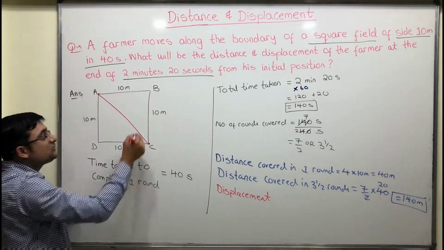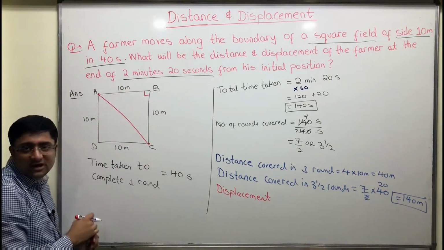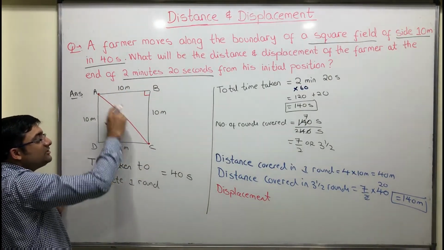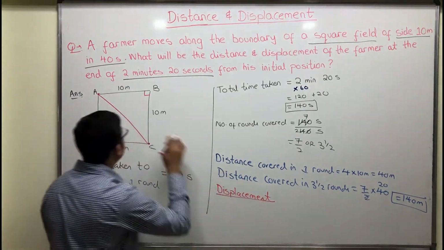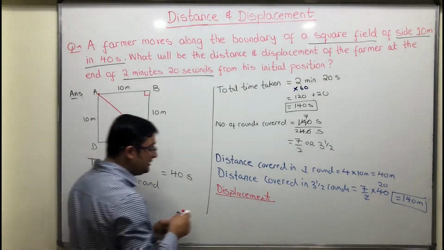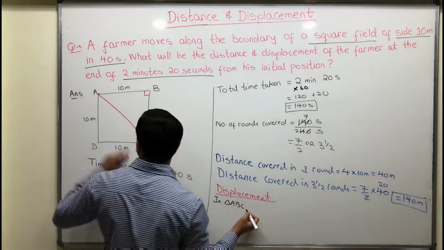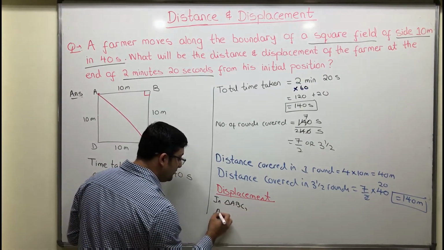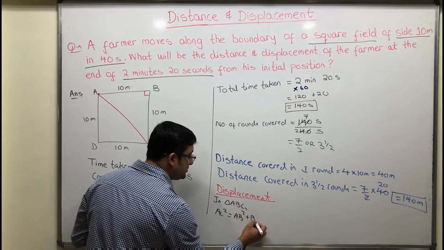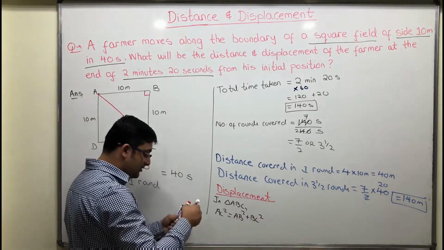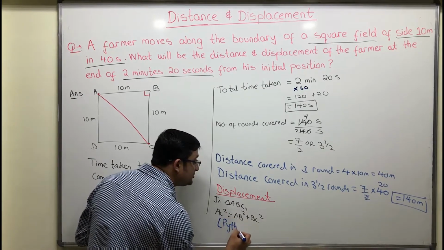Because this over here is a square, this is 90 degrees. So this over here is a right angle triangle, in which this is the hypotenuse. So for displacement, apply Pythagoras theorem in triangle ABC. So we have in triangle ABC, AC square is equal to AB square plus BC square. Right? What is this? Pythagoras theorem. So I'll mention over here, this is Pythagoras theorem.